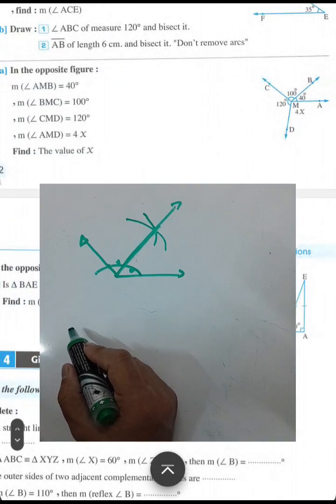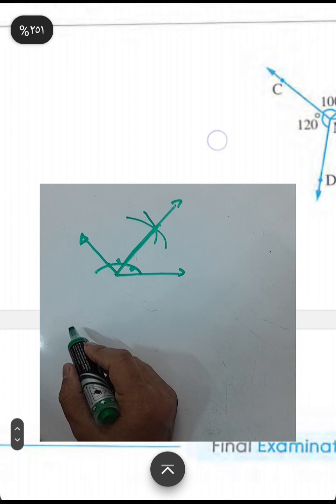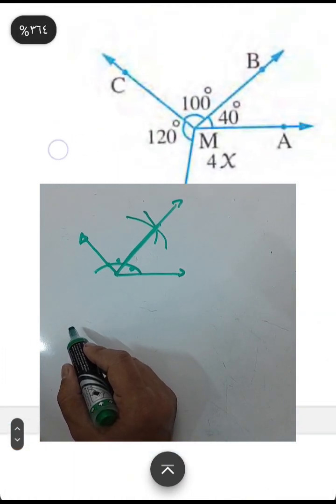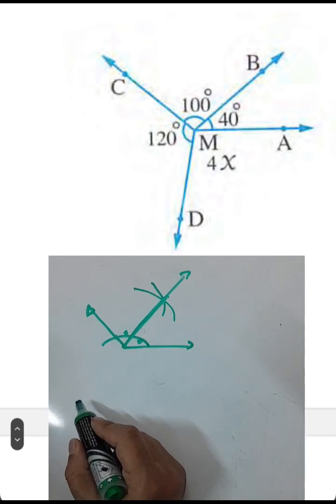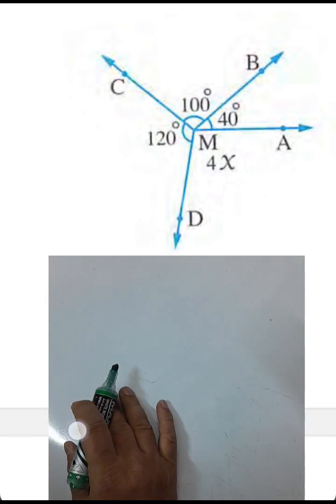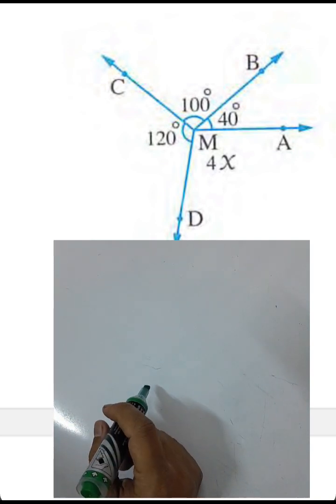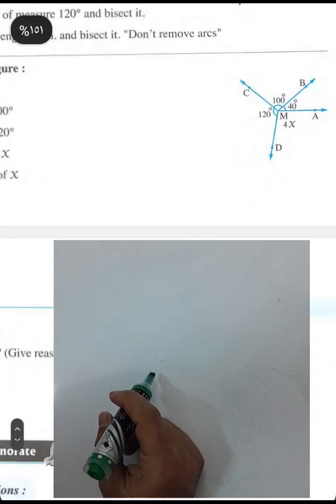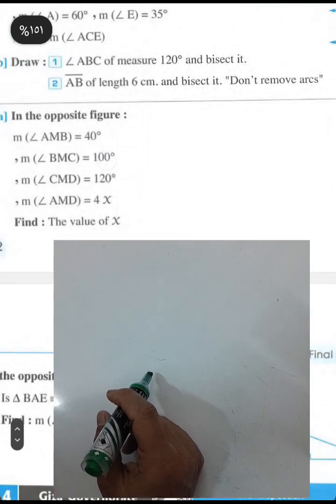Last question here. You want to find the value of x. We have a lot of angles, five angles cumulative at one point. Then we can find the value of x. The sum of all angles here equals 360. We call them cumulative angles, okay? But we have two drawing questions.